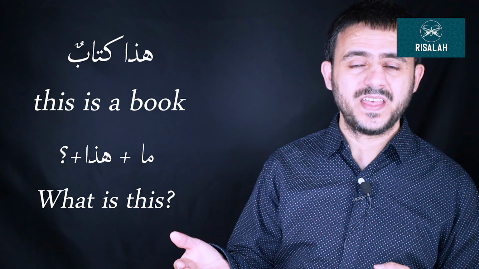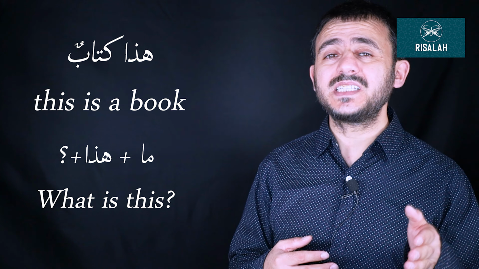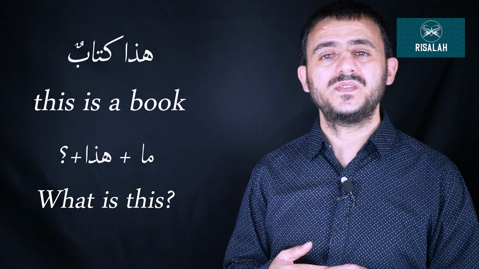Let's go to the second question word. The second question word is ما. ما has a lot of uses, more than 6 different uses in the Arabic language. One of them is to ask about things. So for example, هذا كتاب. I want to say, what is this? ما هذا. What is this? Now you use ما to ask about things, not about humans.